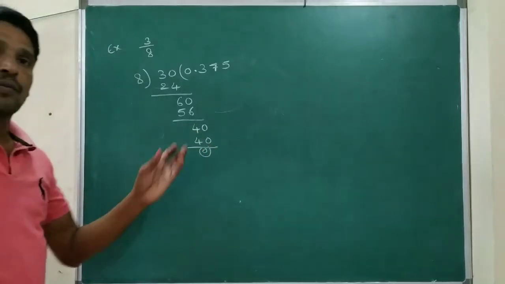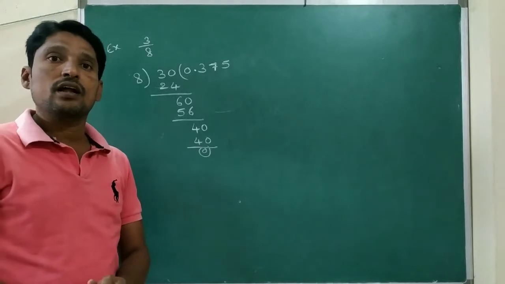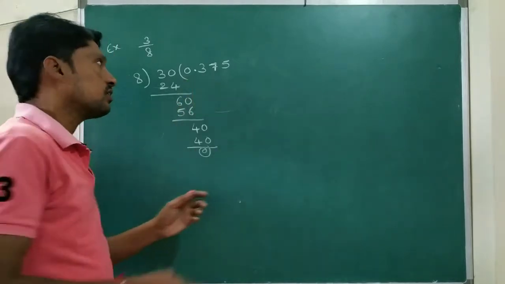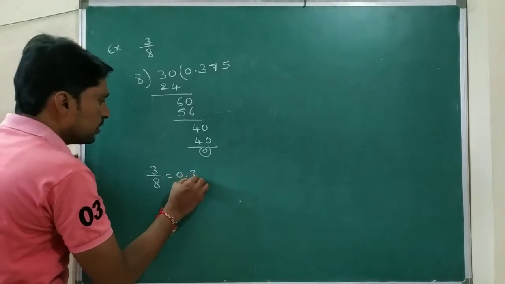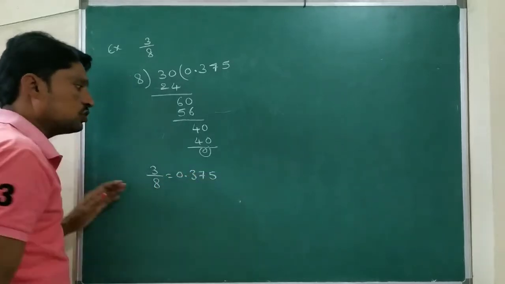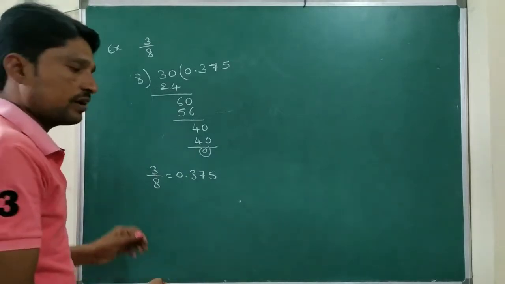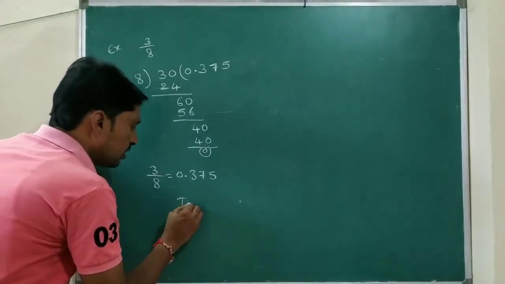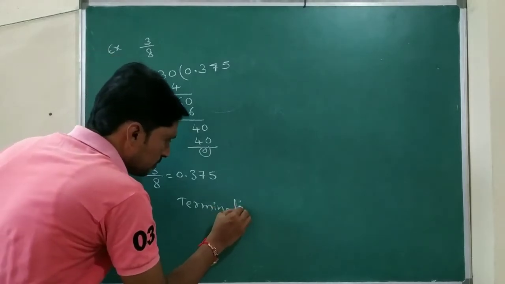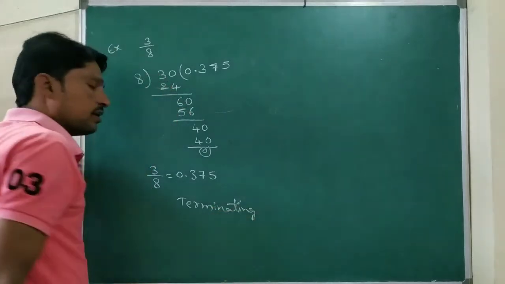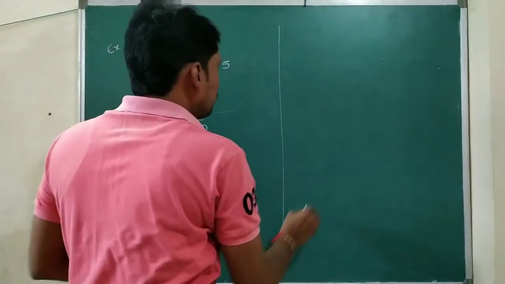So when we are getting the remainder 0, that type of rational numbers we say are terminating decimal expansions. So here we got 3 by 8 equal to 0.375. So in 0.375 we are getting the remainder 0, which means it is a terminating decimal expansion. So one more example you have to see.